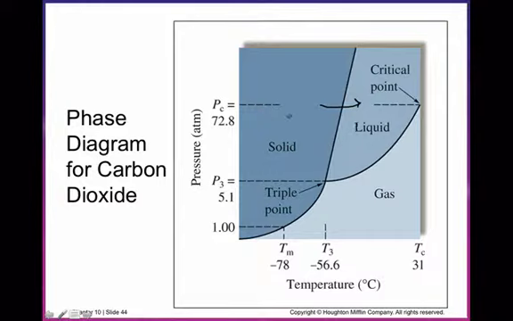So I know that if I held the pressure at 72.8 atmospheres of carbon dioxide, and I increased the temperature from like -60 to -50, I should see the carbon dioxide go from a solid to a liquid. So this is a way that we can tell what phase change these substances will go through.